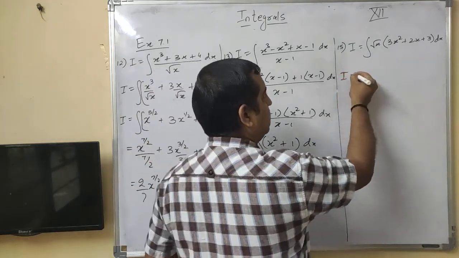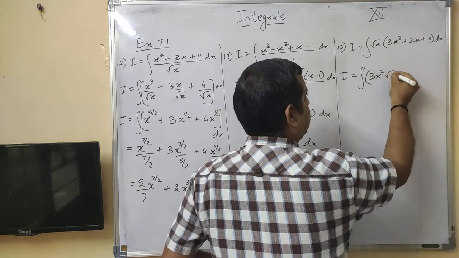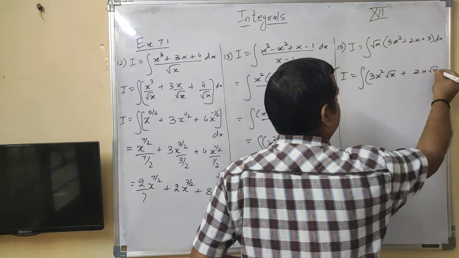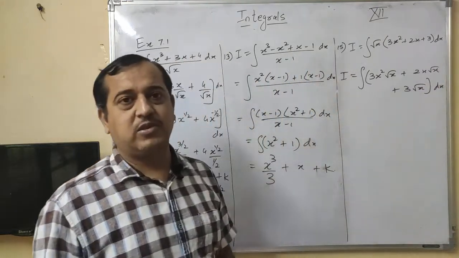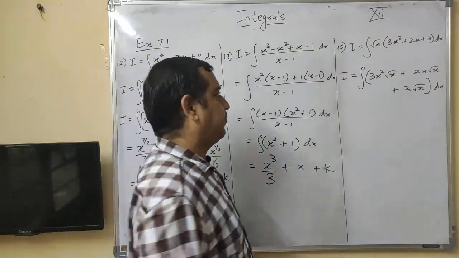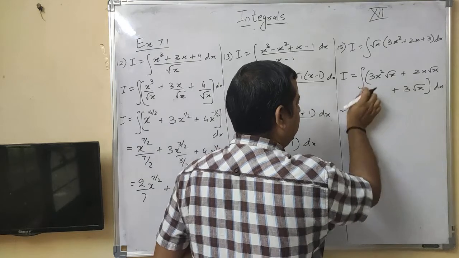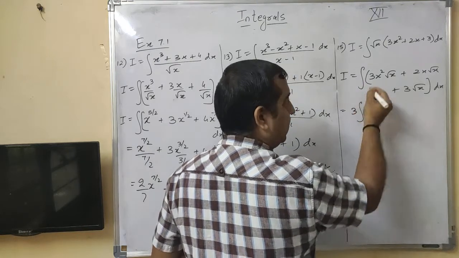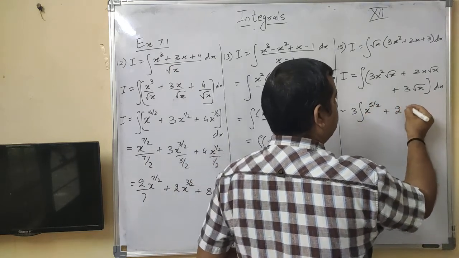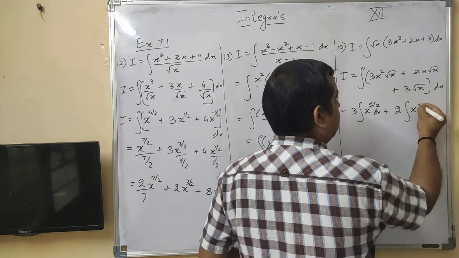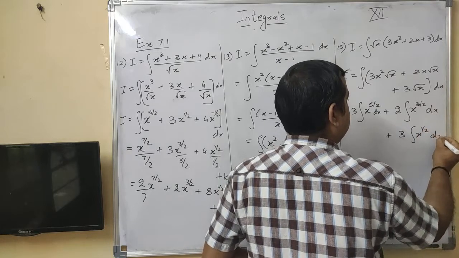Coming to this, simplify it. 3 x square root x plus 2x root x plus 3 root x dx. Initially the root x which is outside, multiply it inside. This gives you integral 3 x raised to, or if you want you can separate it, 3 comes outside, integral x square and x raised to half means x raised to 5 by 2, plus 2 outside, integral x raised to 3 by 2 dx, plus 3 integral x raised to 1 by 2 dx.